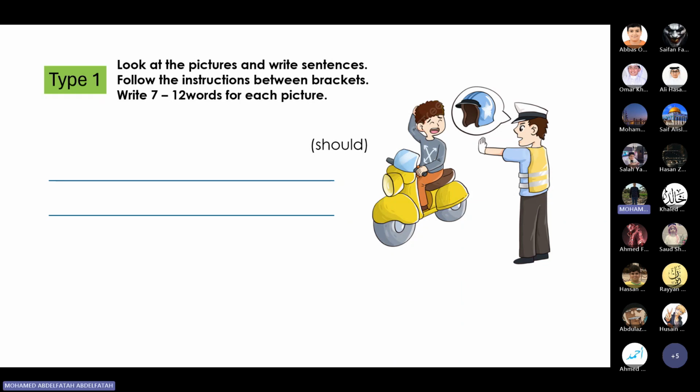Now, students, all students in the class, look at the picture carefully. Write a sentence from 7 to 12 words, and you have to use should. All students, write your sentence in the chat box. You have only 30 seconds. I am waiting. Write in the chat box, and I will check your answers now. Look at the pictures. Look at the picture and write a sentence.